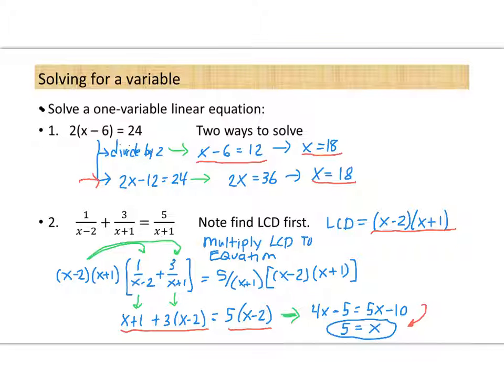I want to make sure that the solution works, so I put it back in to make sure it works. It does in this case. The other thing I have to worry about is to make sure that I don't have 0 in the denominator. So if the 5 caused a 0 in one of the denominators, that would be a no solution situation. So in this case, the numbers that could not work would be 2 and minus 1.